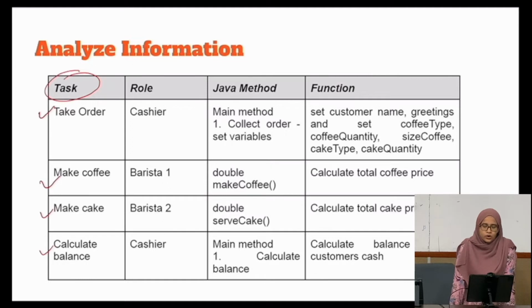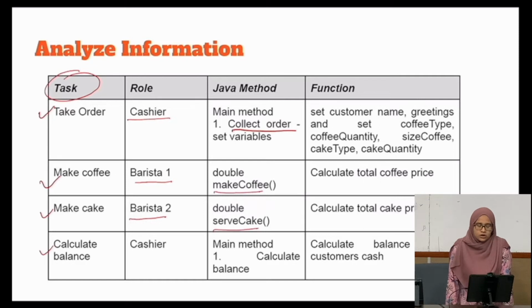As for the role, there are just 3 roles here: the cashier, the kitchen crew, and the customer. But the customer just asks. The information would be delivered to the cashier, right? So the cashier would take the order. Barista 1 would make the coffee. Barista 2 would make the cake. And the cashier again will give the balance to the customer. In order to give, he needs to do some calculation.